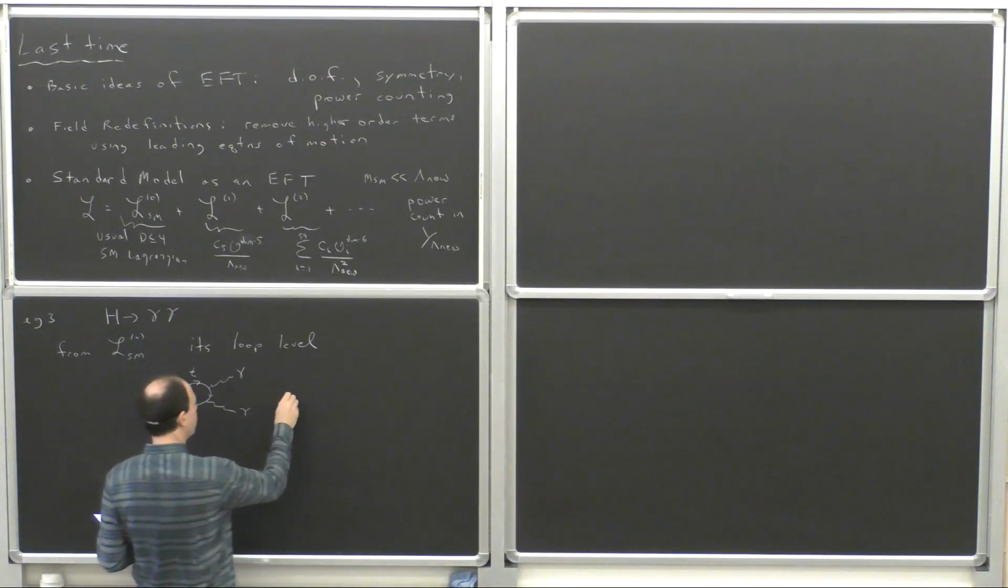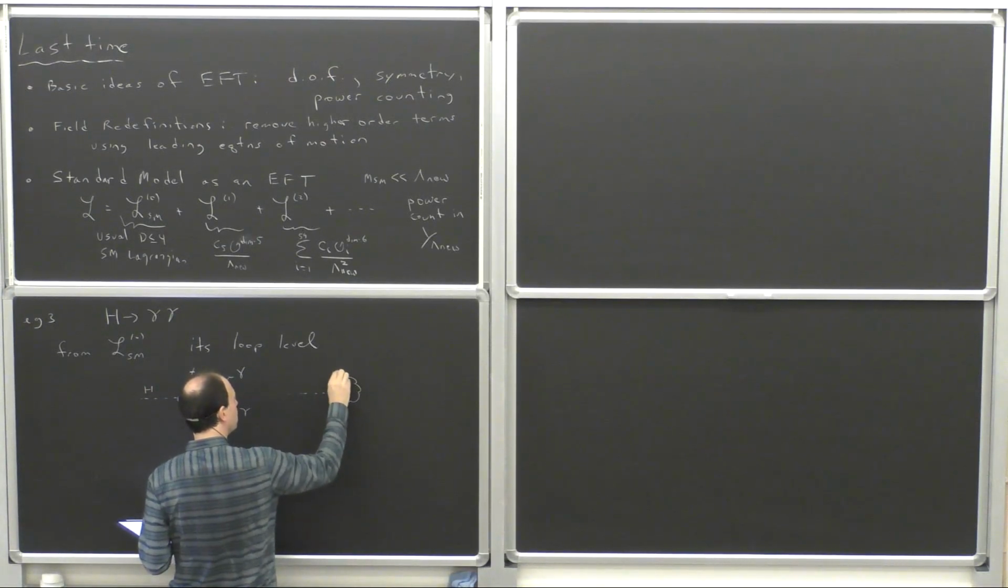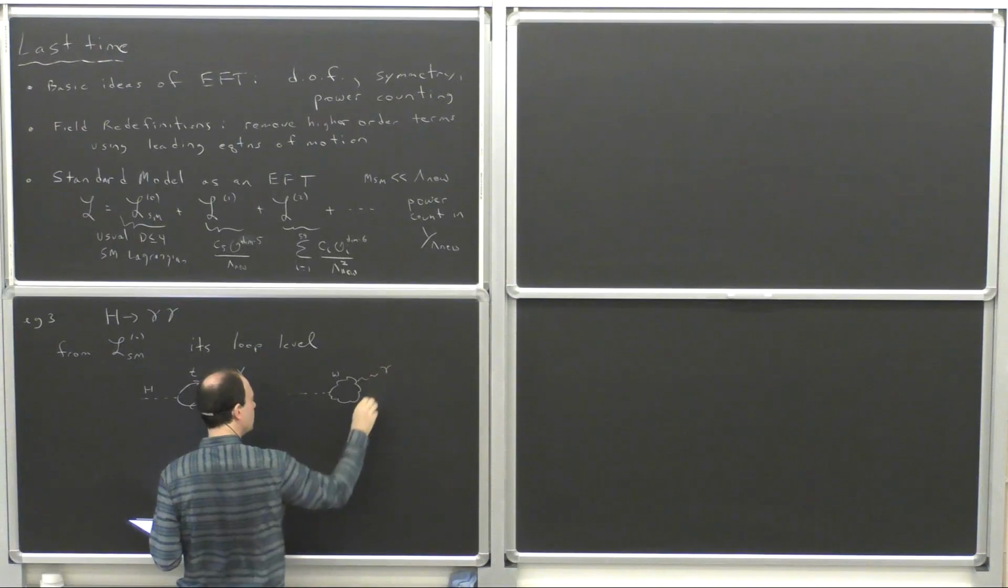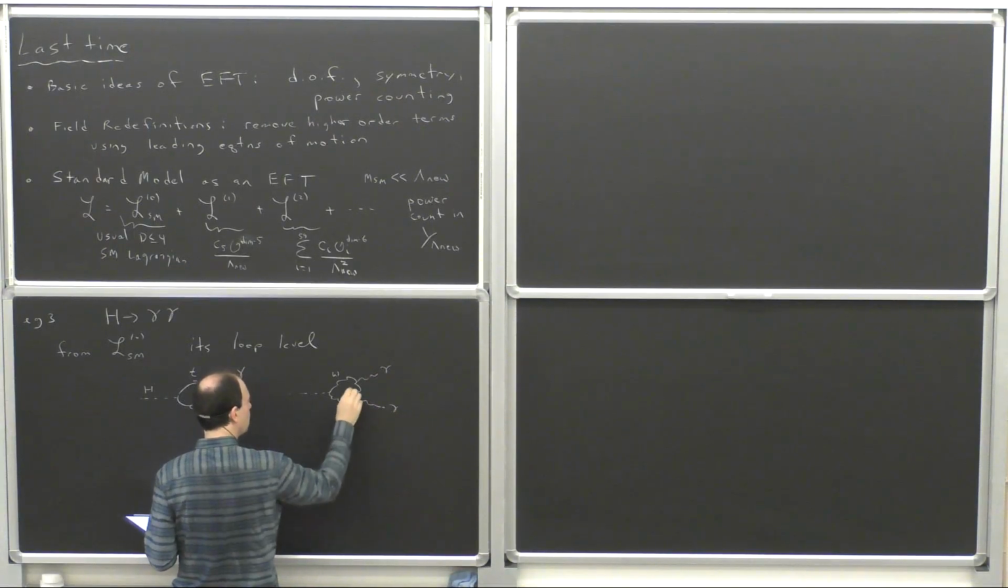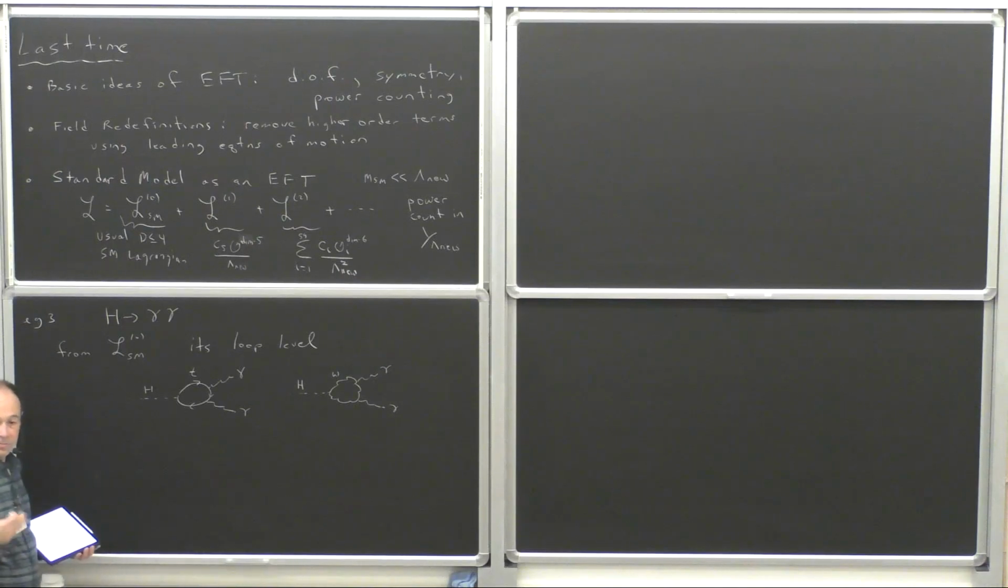And another heavy particle that the Higgs likes to couple to is the W, also charged, so it couples to photons. So we have a diagram like this as well. And so there's some suppression by this.